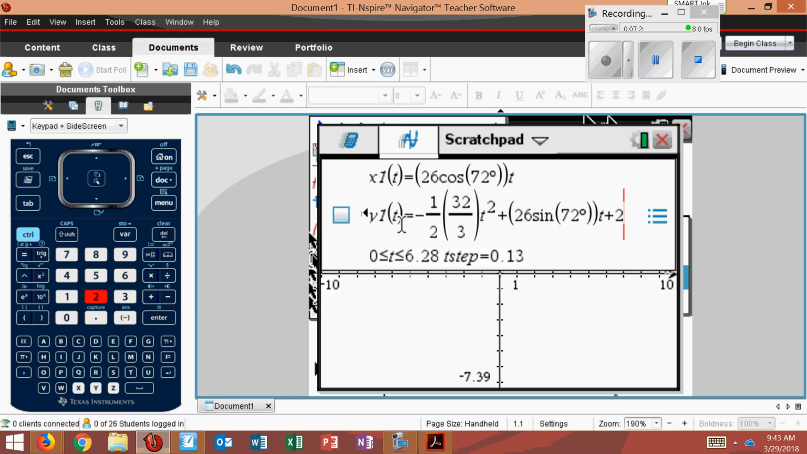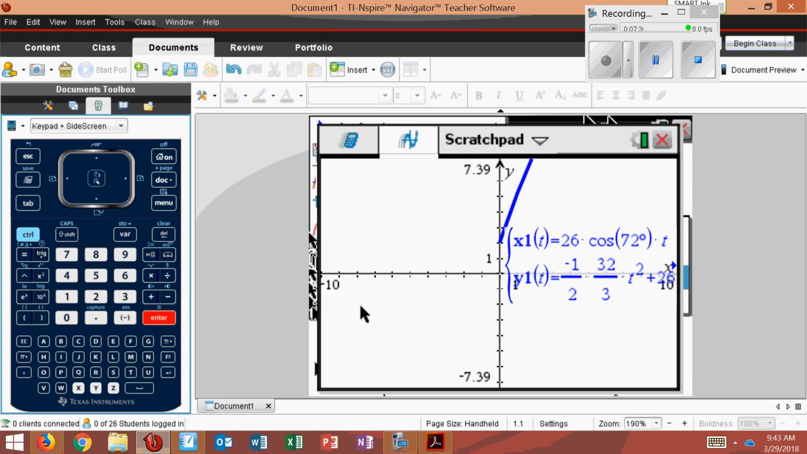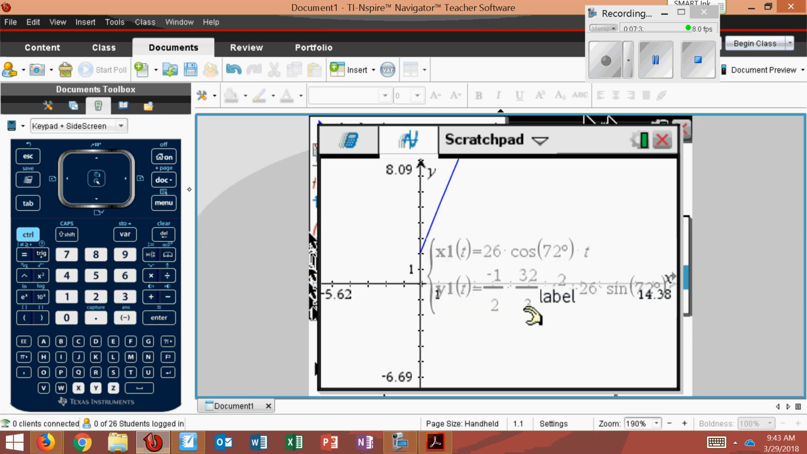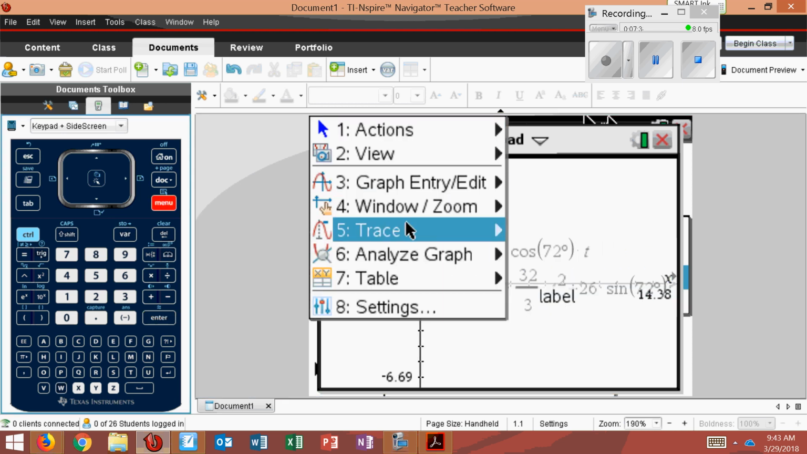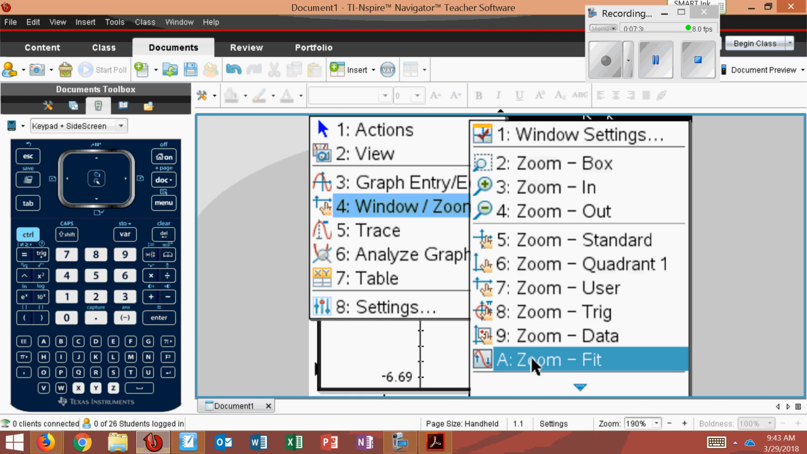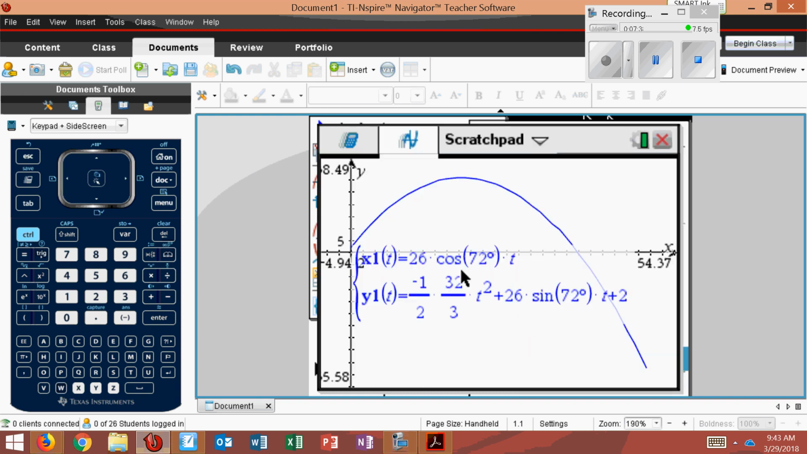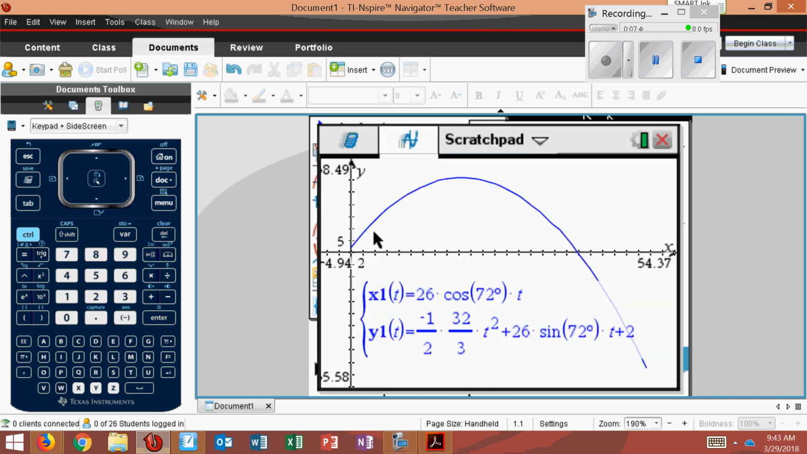This will probably be kicked way too long, but we'll just check the work anyways. Press enter. Here's the fly of the ball. I'm going to go menu, window zoom, and I'm just going to hit fit. This will usually zoom it way out, and you can see this is the fly of the punt. He punts it way up in the air, and it's going to hit the ground right here.